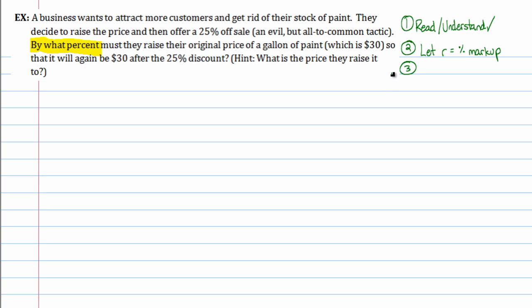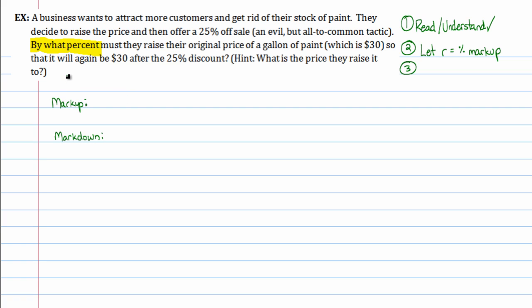Third thing we're going to do is build some expressions or equations. All right. And I give you this hint, what's the price that they raise it to? Well, let's start this out and see what happens. And perhaps the best way to approach this is maybe to use a little bit of logic. The first thing I'm going to do is mark up. So we'll have some type of equation or expression for that. Then, after they mark it up, they're going to mark it down. Right? That's the discount. That's the sale. They mark it up prior and they mark it down after. So let's talk about how to do this.